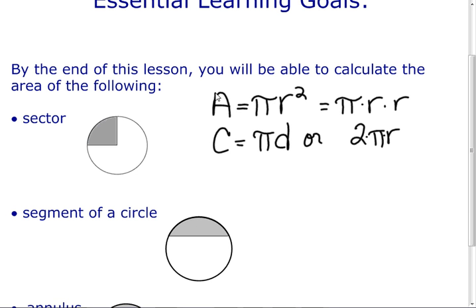Okay, so today we're just going to do sectors. You're not going to do the whole green sheet, you're going to do some of the problems, and I have them written up. It's just a fractional part of the circle. It's not all of the pi r squared. We only ate 1/4 of it.